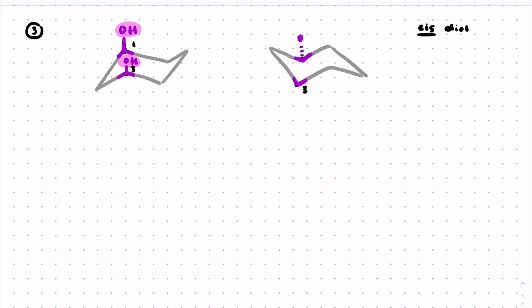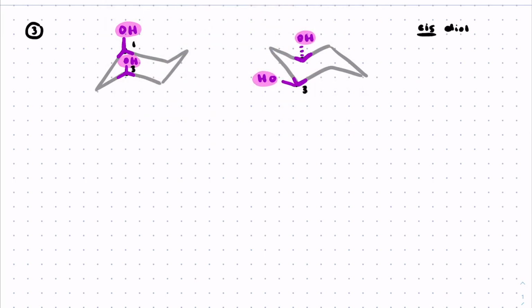So this is going to be an equatorial OH that's going up, and this one is also going to be an equatorial OH that's going up. And you can still see that they're both still up, even though we did the chair flip. So this is what your two structures will look like. So now we can walk through making them into Newman projections.